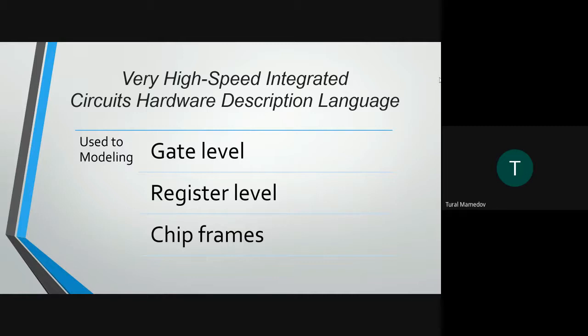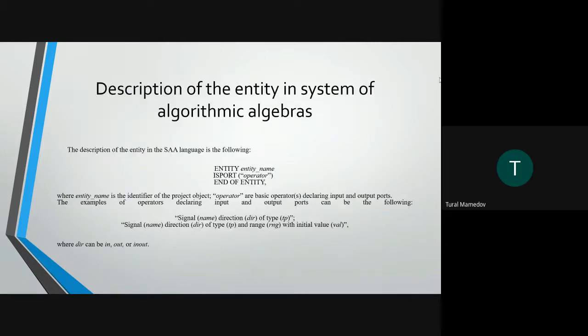And also, VHDL has facilities for describing asynchronous parallel processes. An entity and an architecture belong to the main context of this language. Here I would like to show you the description of the entity in the system of algorithmic algebra. You can see an example.